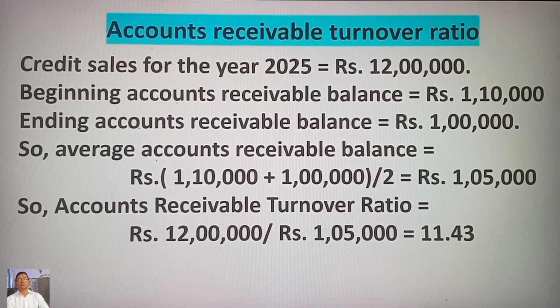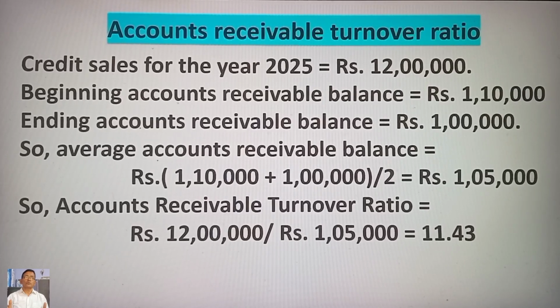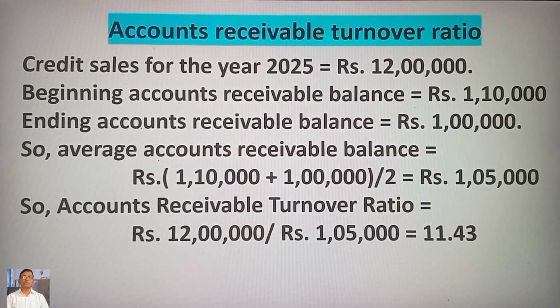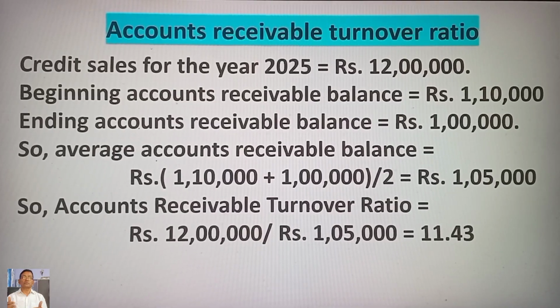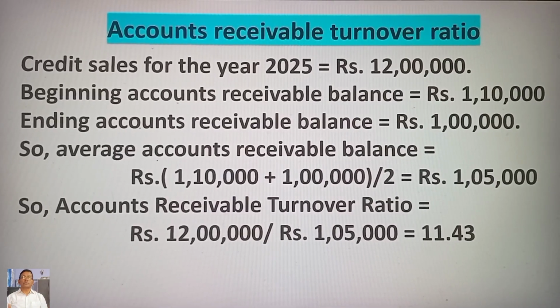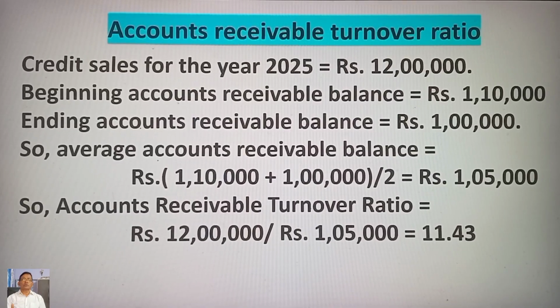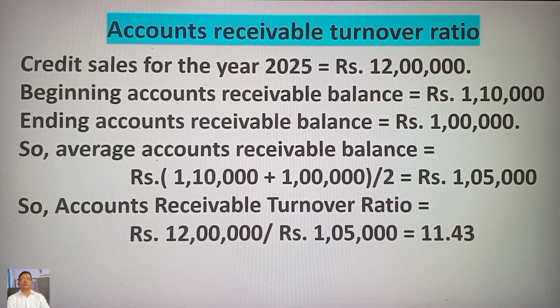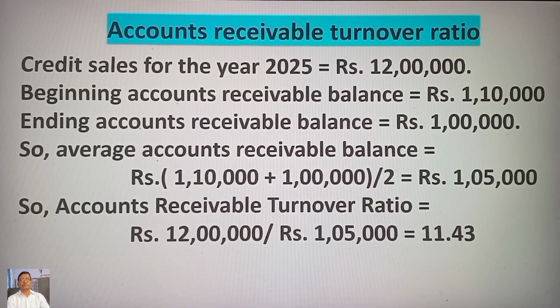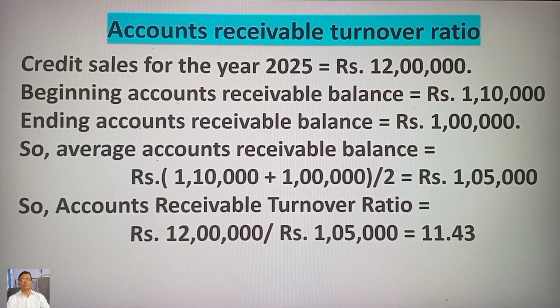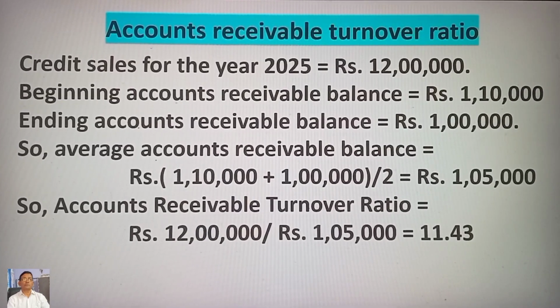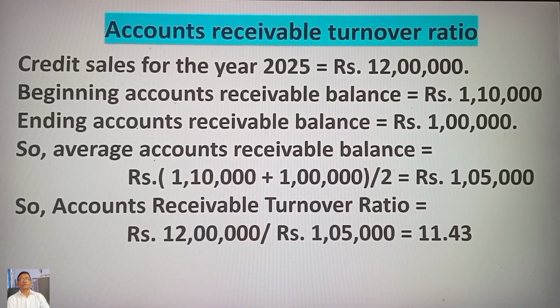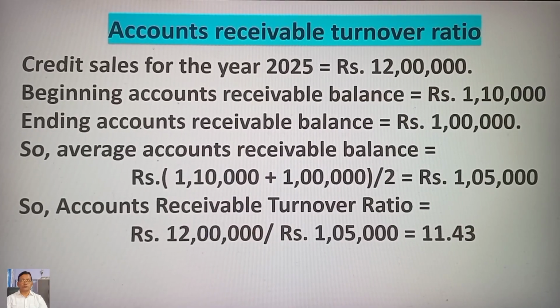Its beginning accounts receivable balance was rupees 1 lakh 10,000 and ending balance was rupees 1 lakh. So its average accounts receivable balance is equal to rupees 1 lakh 10,000 plus 1 lakh divided by 2, which is equal to rupees 1 lakh 5,000. So accounts receivable turnover ratio is equal to rupees 12 lakh divided by rupees 1 lakh 5,000, which is equal to 11.43. This means that the company's accounts receivable balance has turned over approximately 11 times during the year 2025.